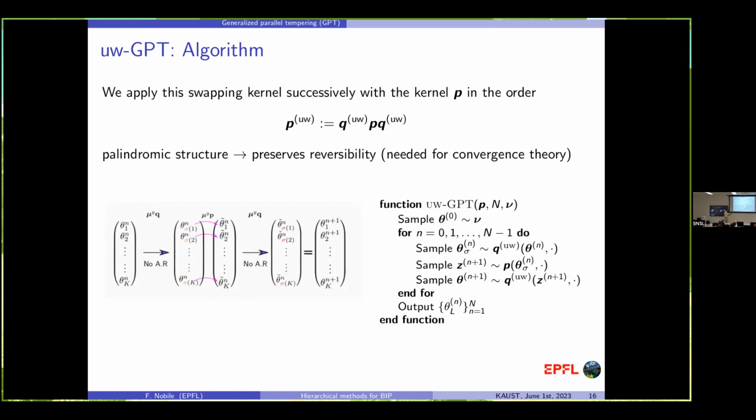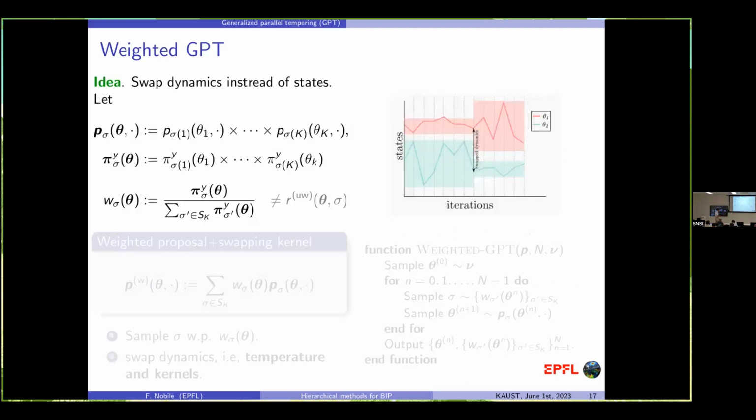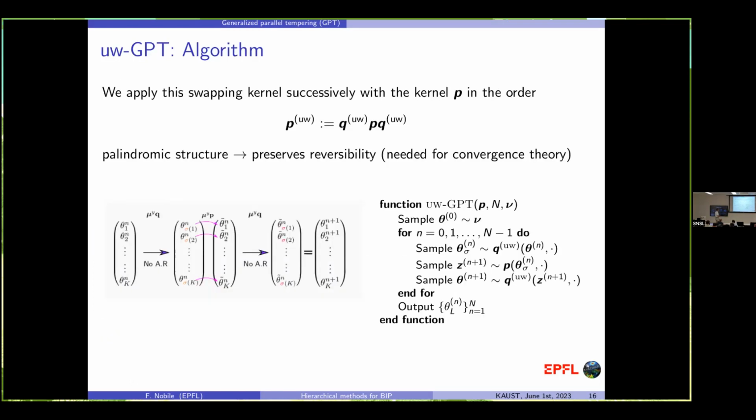So this is the algorithm. Essentially, you start from an initial state, you perform a swap, and you test with Metropolis-Hastings. Then you advance each chain from this new swapped state, and then you do another swap, and this will be your final update. So this was the first idea.